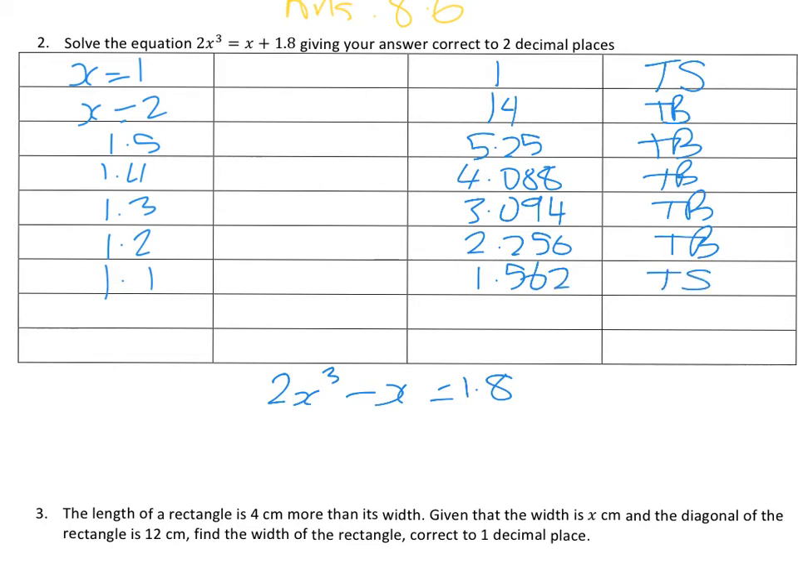So it's looking like it's in between the 1.2 and the 1. And we would think that it's 1.1 because it's closer, the 1.56 is closer to 1.8 than 2.256. But as a check, we need to do 1.15, and that works out to be 1.89175, which again is too big, and because the halfway point is too big, we have to go with the smaller one as we expected. So x is equal to 1.1 to 1 decimal place.